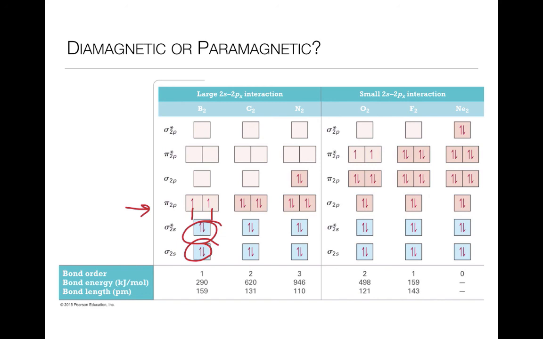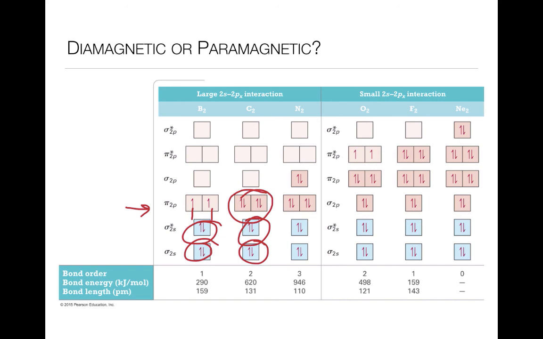If I look at carbon, now I have 4 electrons each, so I have a total of 8. So 2 go in here, 2 go in here. The next 4 all go into the pi 2p, and if I do a bond order calculation, I see that I've got 2, 4, 6 in bonding orbitals. I've got 2 in anti-bonding, so I have 6 minus 2 over 2. That gives me a bond order of 2.